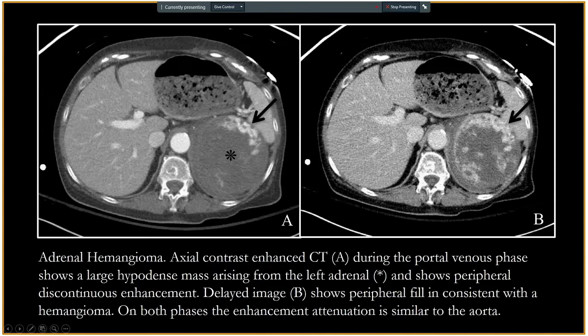A rare tumor, we usually see these tumors in the liver, and this is a hemangioma. So we have a portal venous phase image showing a large tumor with peripheral discontinuous enhancement arising from the left adrenal, and then on the more delayed image, we find centripetal fill-in of the contrast from outside to inside on this hemangioma.